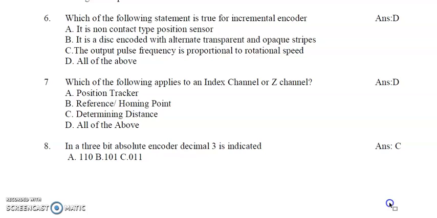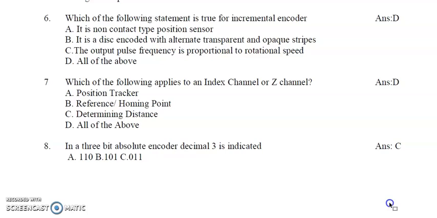So, next, the question is regarding the absolute encoder. In a 3-bit absolute encoder, decimal 3 is indicated by A 110, B 101, C 011. So, in the absolute encoders, this is actually a binary absolute encoder. In a binary absolute encoder, you have to convert each code into the decimal number. So, in the case of 011, binary is equivalent to decimal 3.